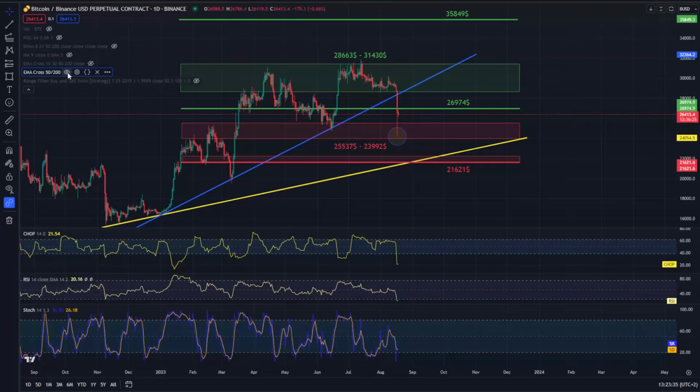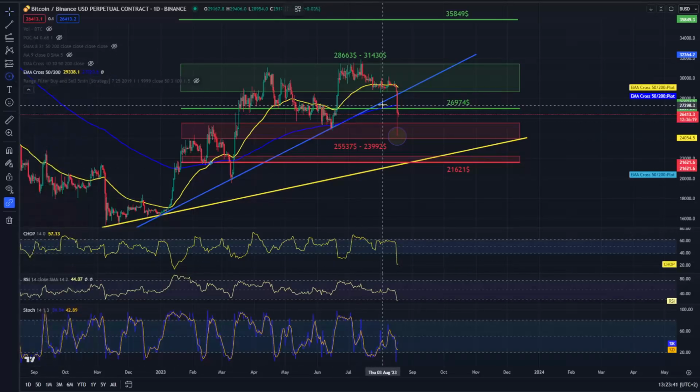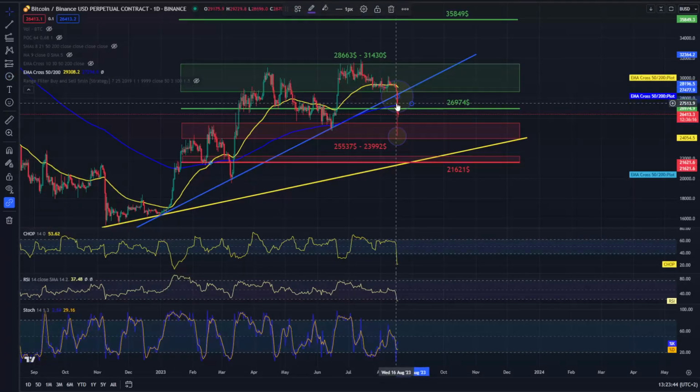Despite the strong drop in price, when we turn on the EMA cross 50 and 200, we can see that the yellow line of the EMA cross 50 stays above the blue line of the EMA cross 200, which indicates an uptrend. It is worth watching these lines at this point because when the yellow crosses the blue line from above, it means that it is a return to a very strong downward trend.